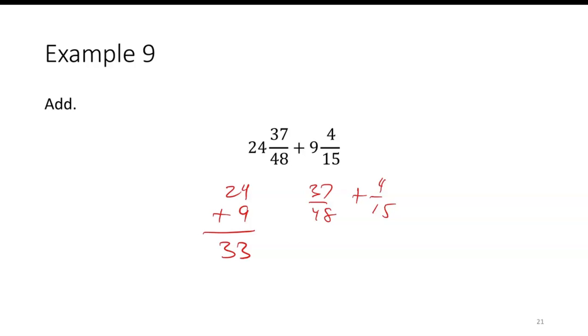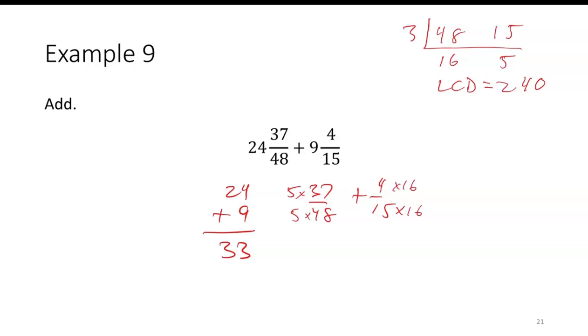48 and 15 are both divisible by 3, so it looks like my least common denominator would be 240. 5 times 16 is 80, times 3 is 240. So for the first fraction I would multiply by 5, and the second one I'd multiply by 16. So that's going to be 5 times 37 is 185 over 240 plus 64 over 240.